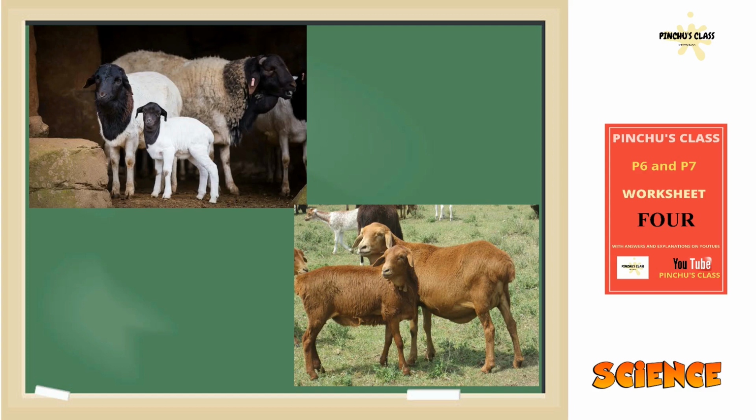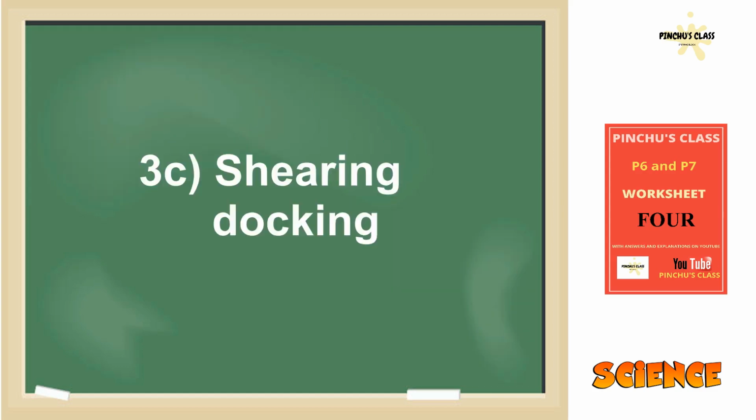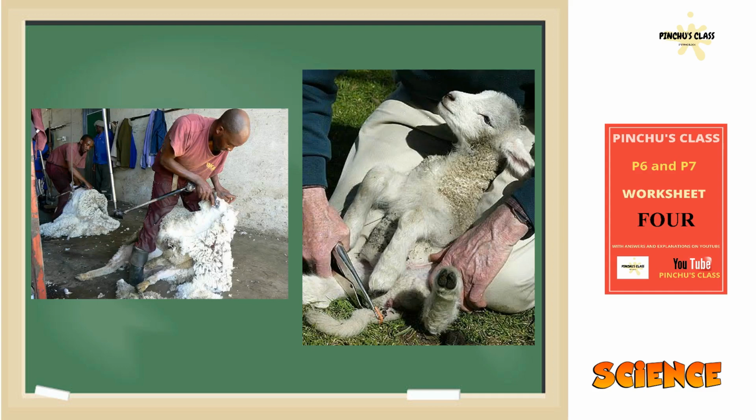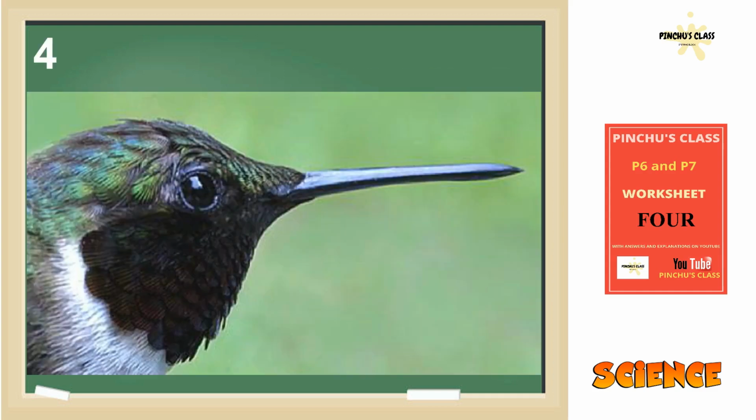Let's go to number 3C. Two farm practices carried out by a sheep farmer. We have shearing and docking. Yes, we have shearing and docking. Then number 4, the beak of an egg-sucking bird. You can see it there on your screen.